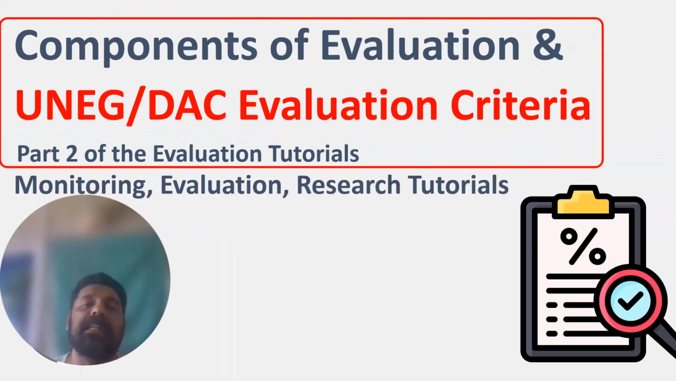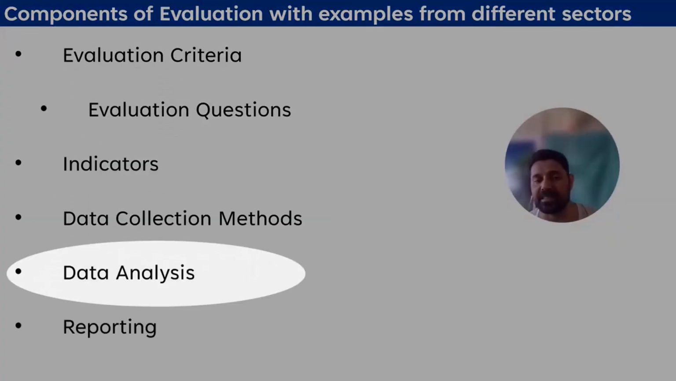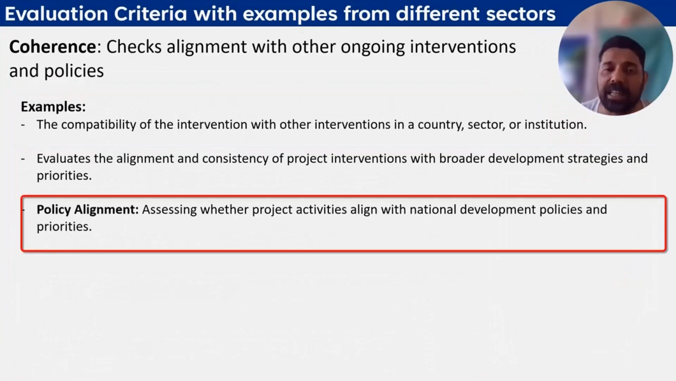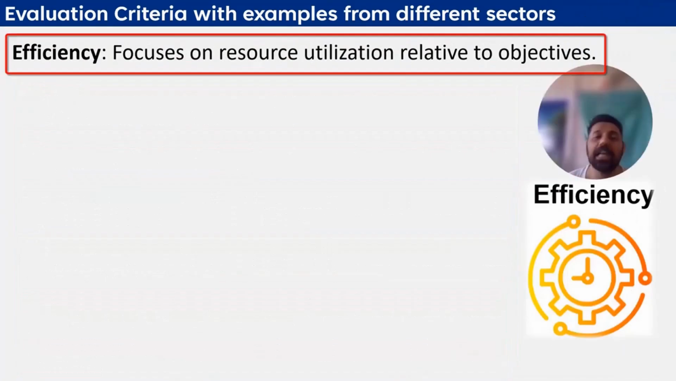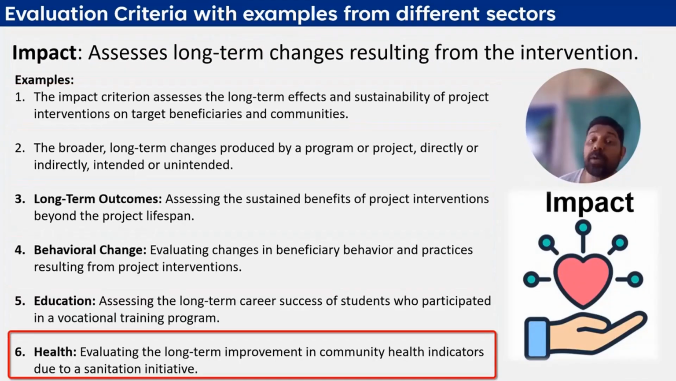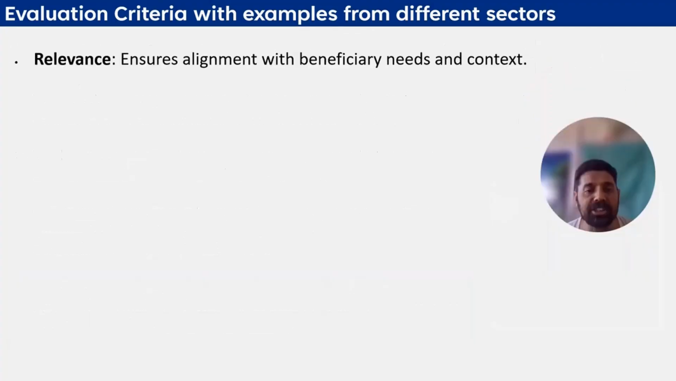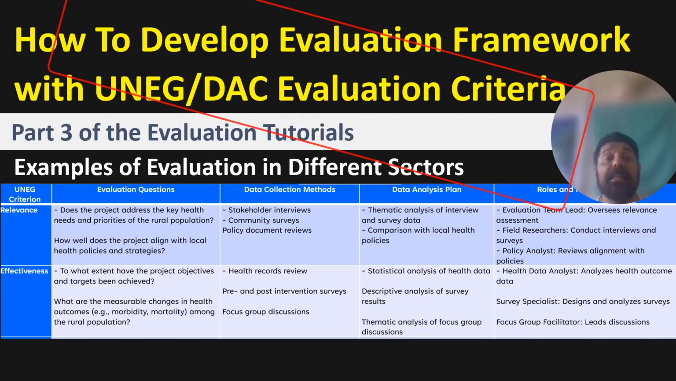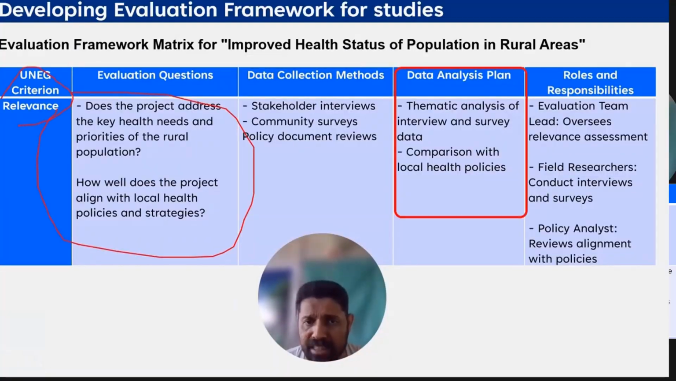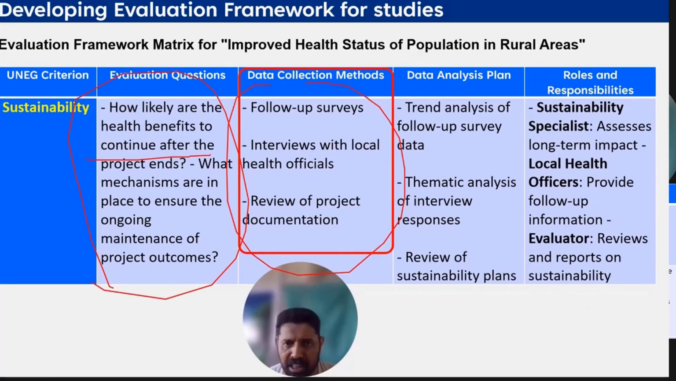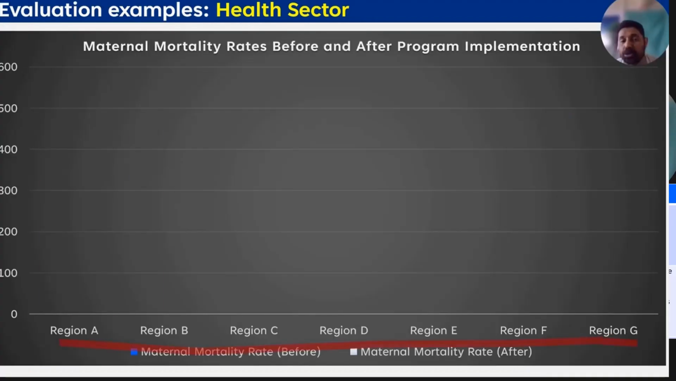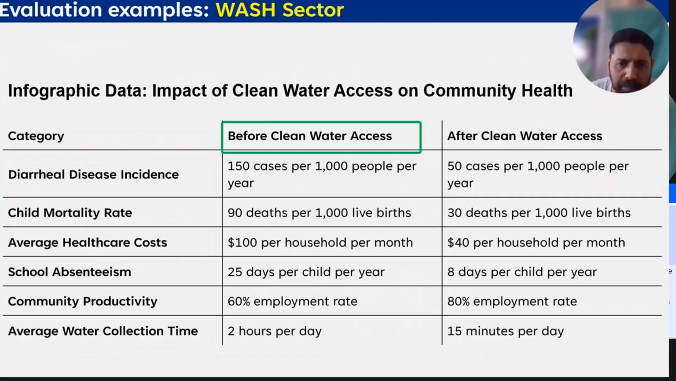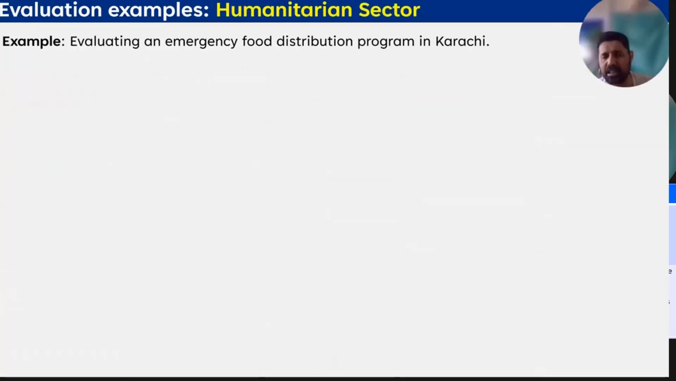Similarly, in the second part, we discussed key components of evaluation like evaluation criteria, evaluation question, data collection methods, data analysis and reporting, how to conduct evaluation while applying these components and criteria, and we also provided lots of examples from different sectors. In the third part, we discussed how to develop evaluation framework with the components of evaluation and UNEG evaluation criteria, and we also gave you some practical examples of evaluation in different sectors.